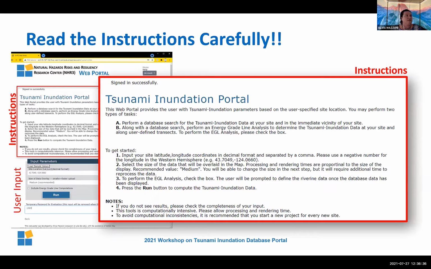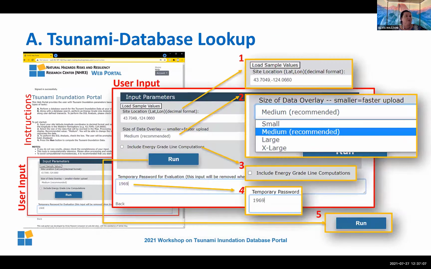So as you log in, once you've logged in, you access the portal. It's important to read the instructions. You only need to read them once. We've made this as intuitive as possible, but it's just good to know what it is that you're looking for. We've highlighted all the different steps that you need to do. And again, there's two different things that you're doing, either the database lookup or database lookup plus the energy grade line. And so the instructions just kind of give you a little bit more detail as to what to do. User input is pretty straightforward. So it's in the very first page.